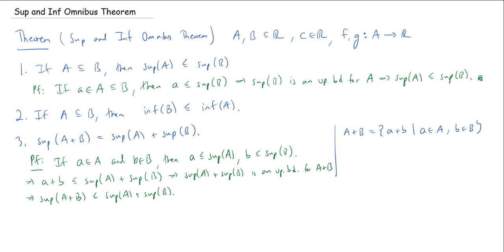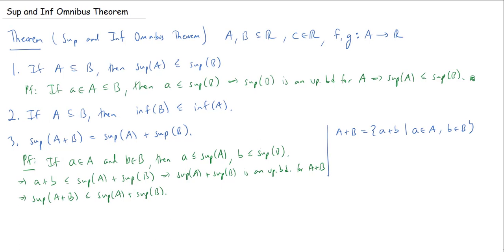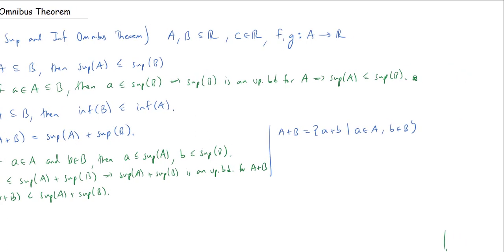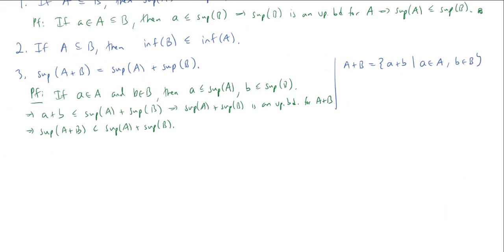All right, so we've shown that the left-hand side is less than or equal to the right-hand side. So now we need to turn around and show the reverse inequality. All right, so this is where we need to get a little bit clever.